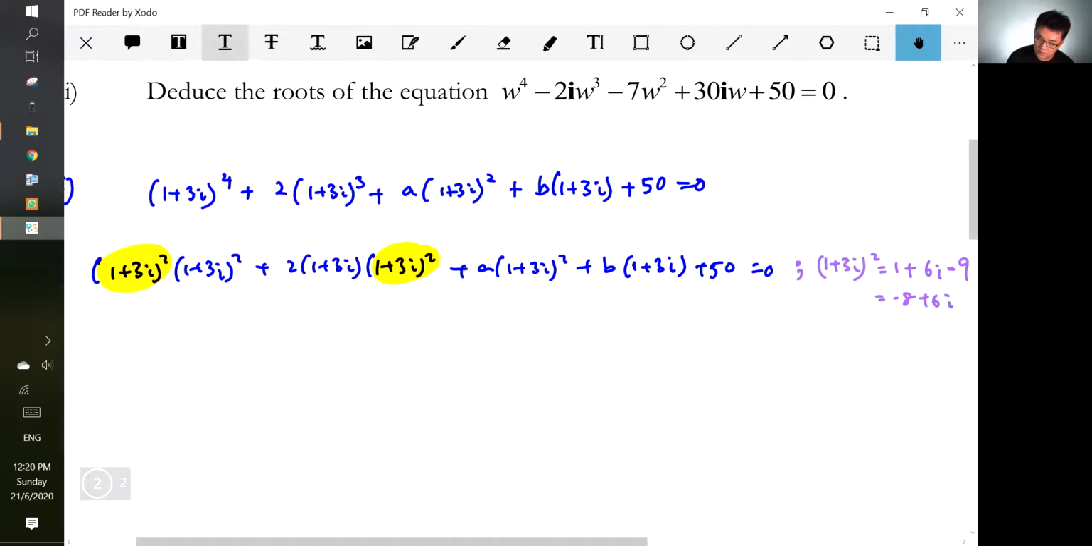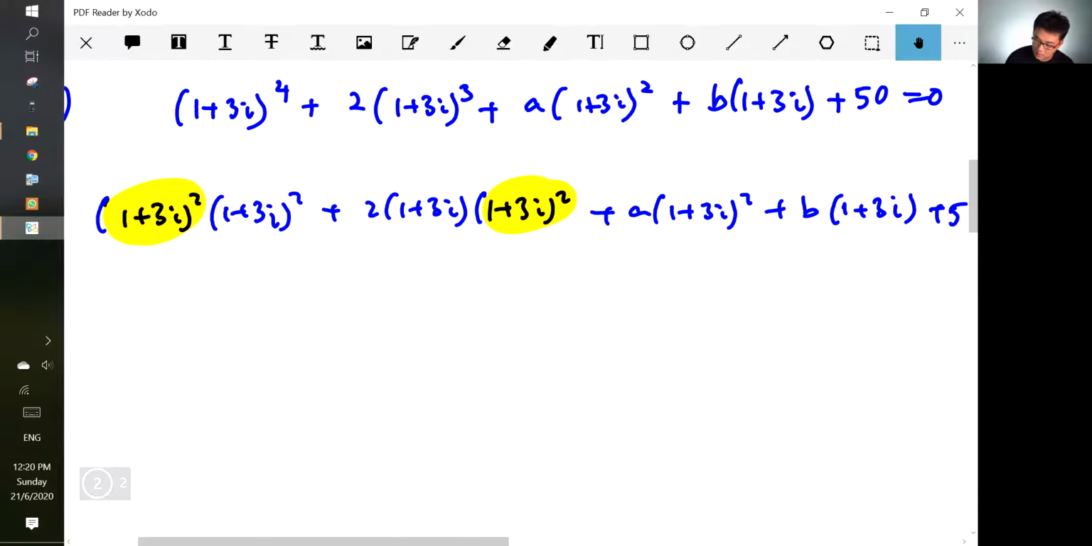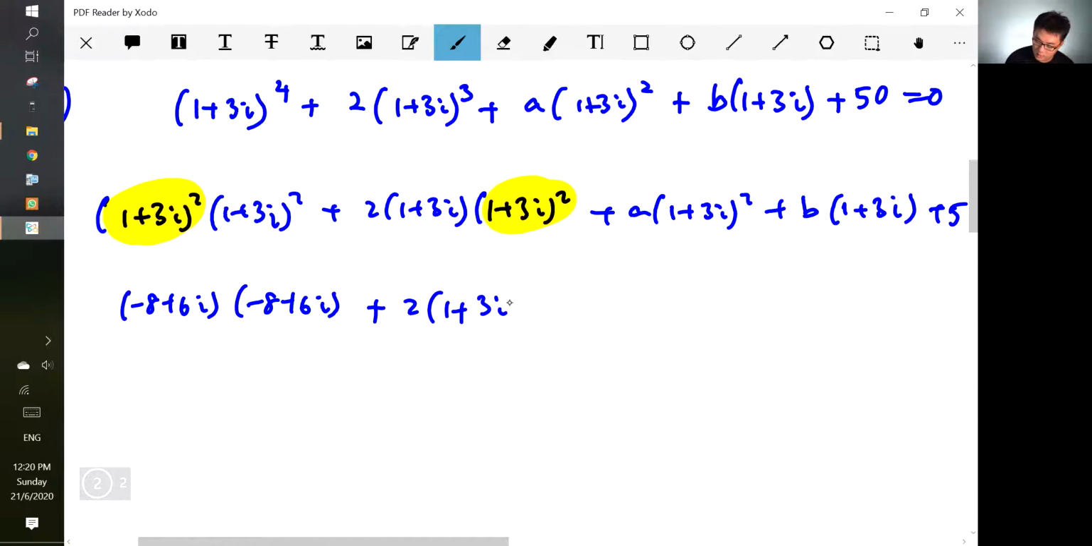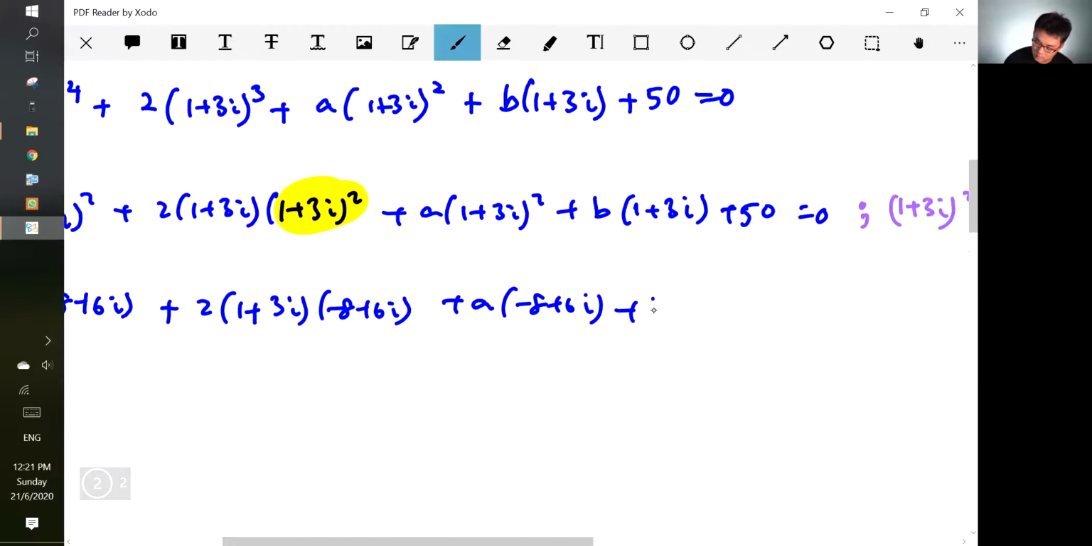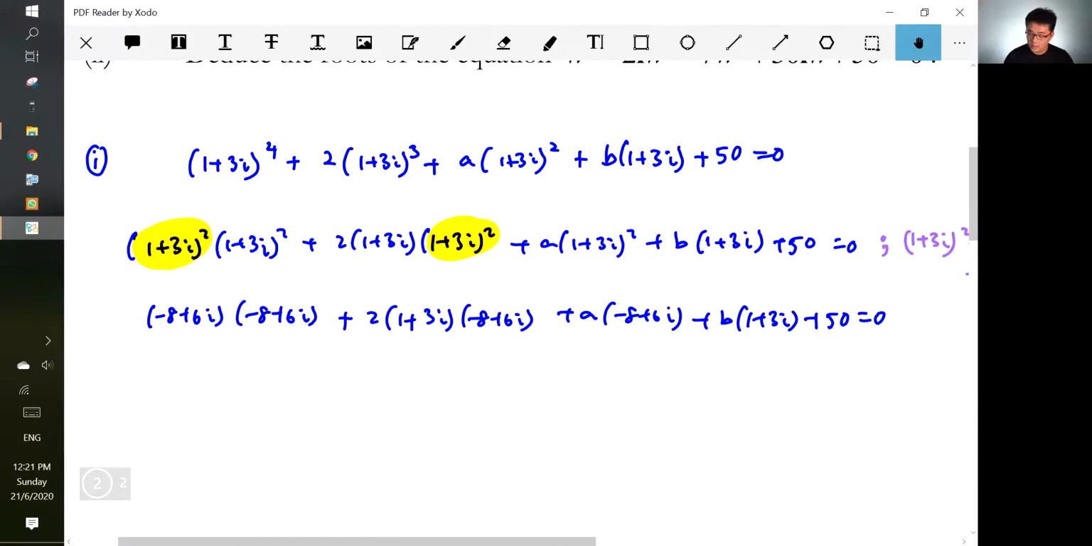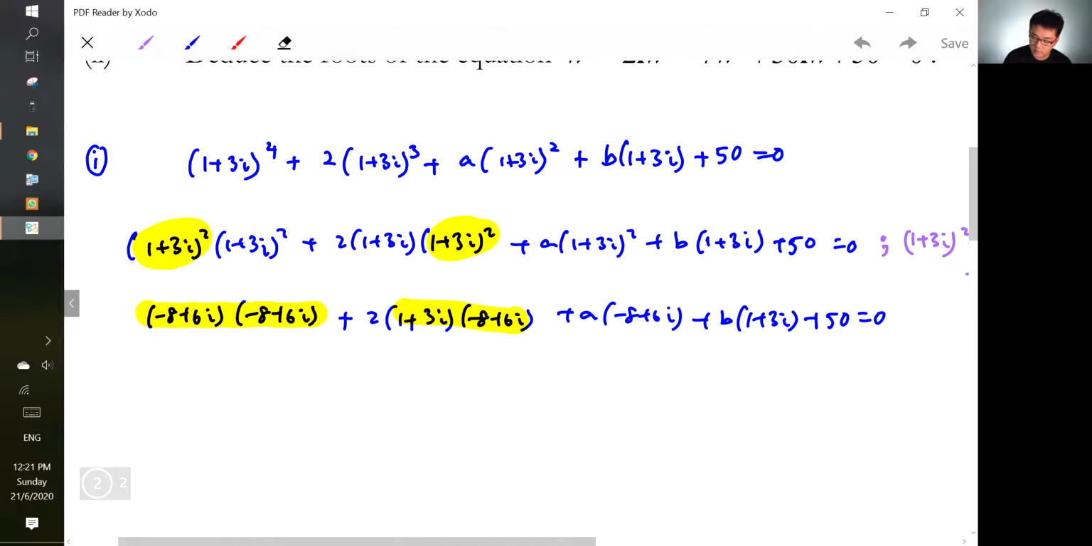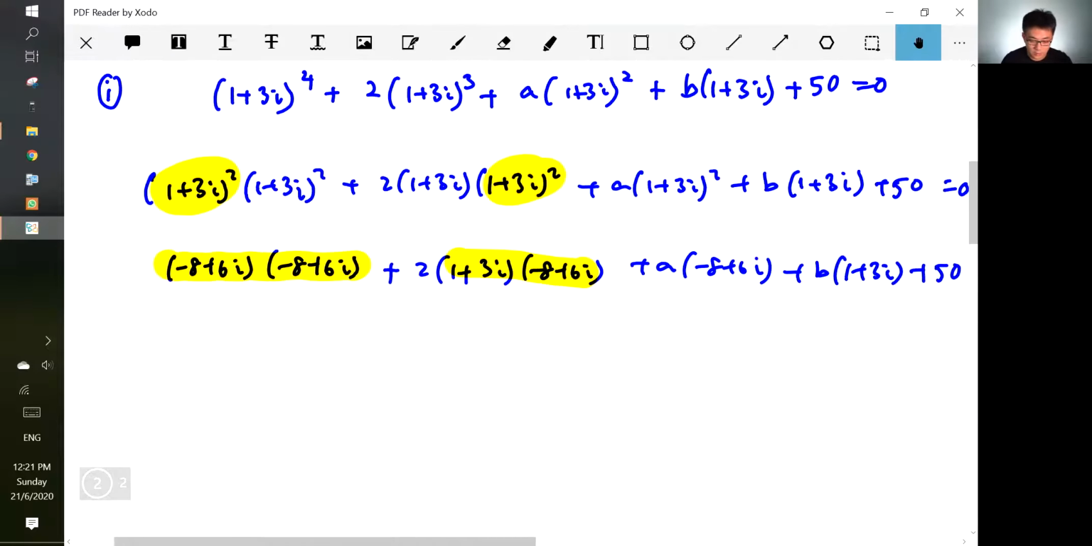So this case here will be minus 8 plus 6i, squared, plus 2 times 1 plus 3i, plus a times minus 8 plus 6i, plus b, times 1 plus 3i. Then just expand this, expand this one as well, and this one as well. Just use a calculator to check the answer. You know how to use a calculator to check, right?